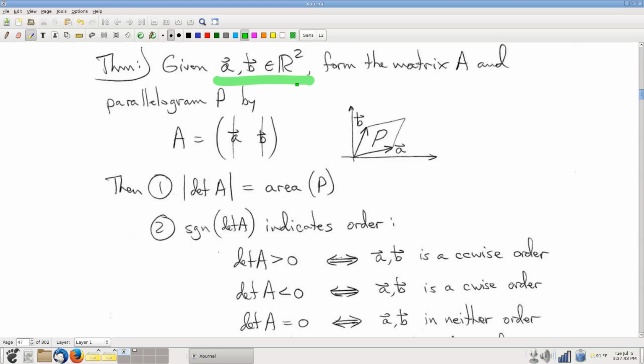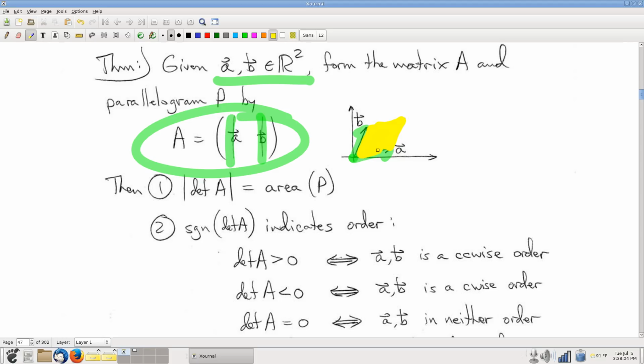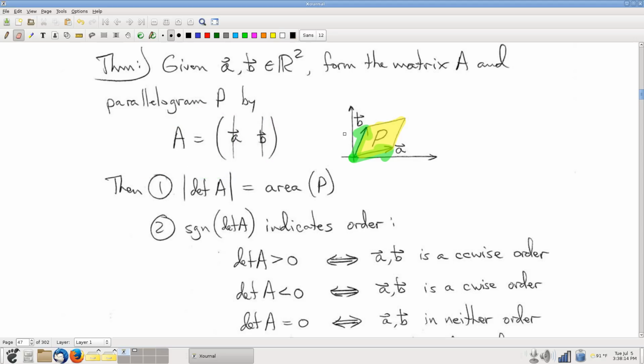If you have two vectors in R2, and you do two things with those two vectors: first, take those two vectors and make them the columns of a matrix. Second, take the same two vectors, represent them geometrically, and then make the corresponding parallelogram. This old fact from Math212 says that this matrix and this parallelogram have a strong connection by way of determinant. And here's the connection.